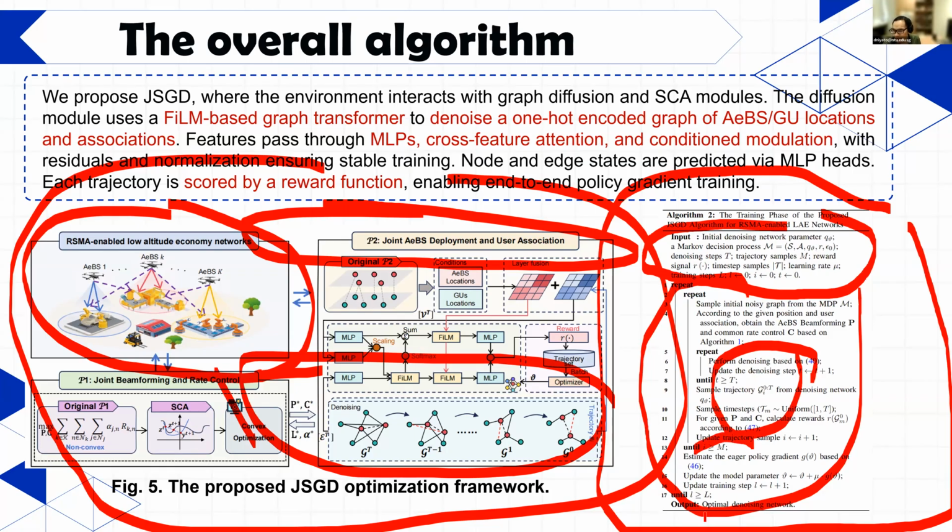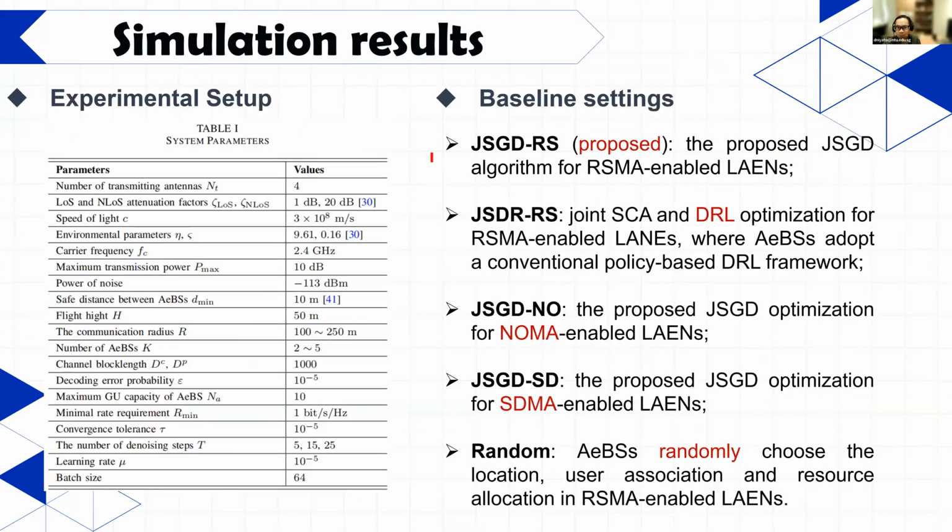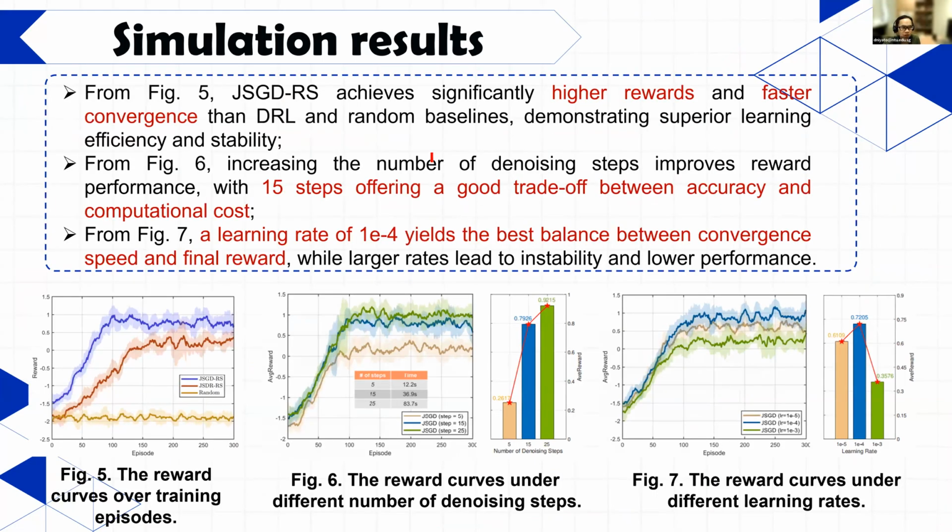But during that, we also evaluate the gradient and the reward function so that we are able to control the trajectory that maximizes the reward function. So we compare with the different approaches, and we are able to show that our approach can achieve significantly higher reward and faster convergence compared with the deep reinforcement learning.